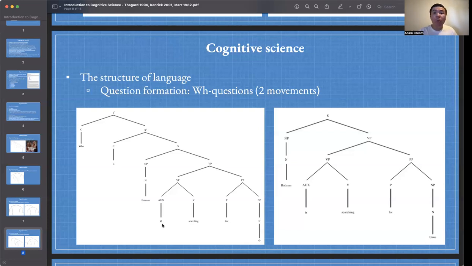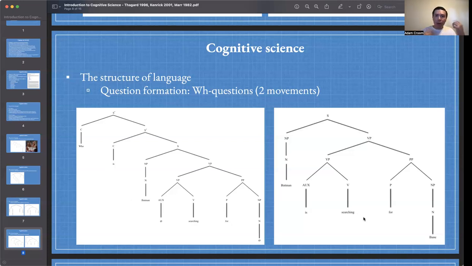So what we do is we move the "is" from the auxiliary verb position, we move it here, okay? And by those two movement operations, we now have a more complex question where the answer would be Bane. Who is Batman searching for? And that's the tree structure for that question that's derived from this statement, okay?